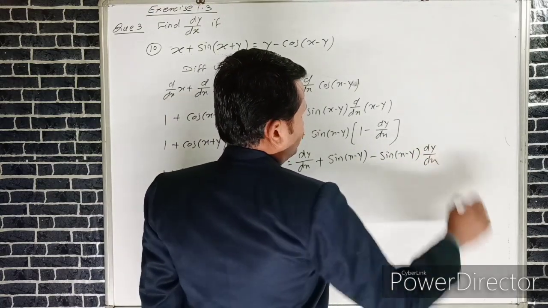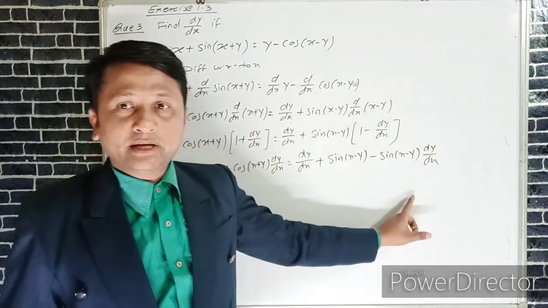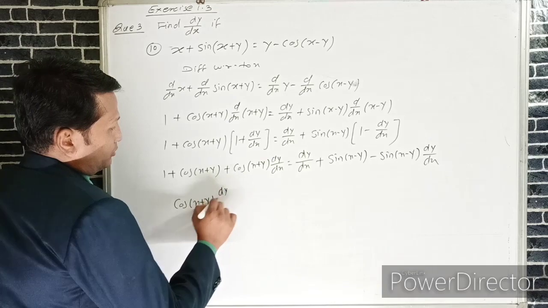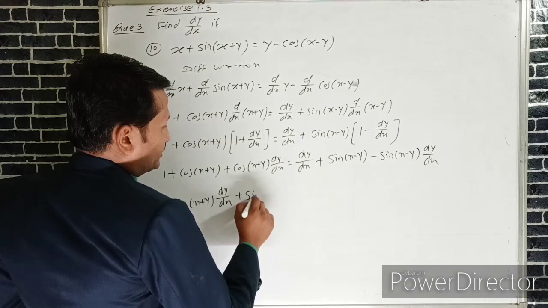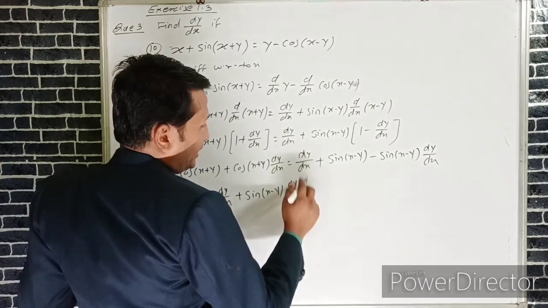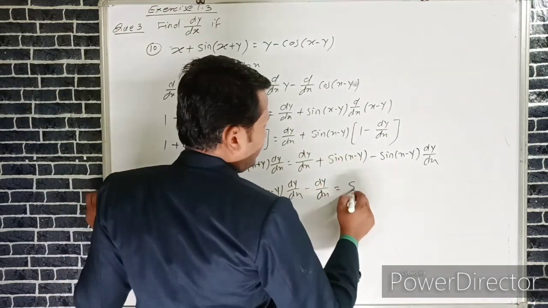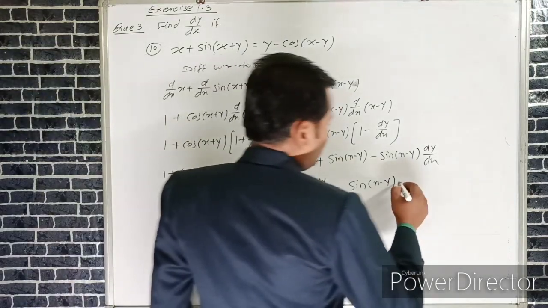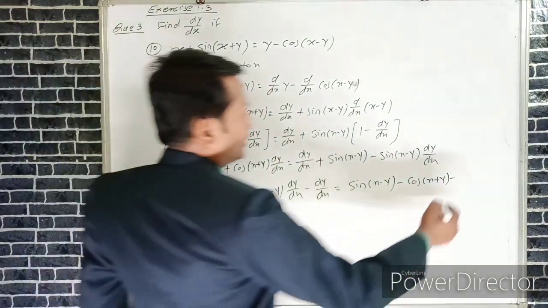into dy by dx. Now we take the whole dy by dx term to the left side and the other remaining terms to the right side. We can write cos of x plus y into dy by dx. After that, minus plus sin of x minus y into dy by dx. It becomes minus dy by dx is equal to sin of x minus y as it is. This cos of x plus y converts into minus cos of x plus y. Again this plus 1 converts into minus 1.